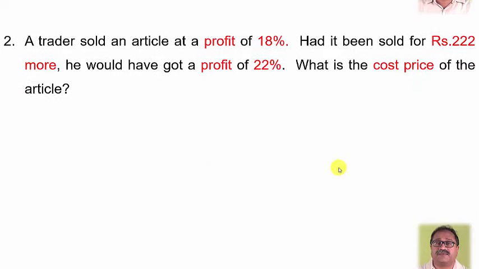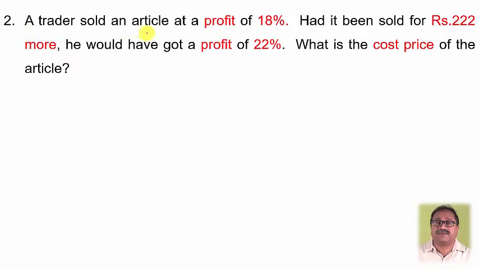Next question. Question number 2. A trader sold an article at a profit of 18%. Had he sold it for rupees 222 more, he would have got a profit of 22%. What is the cost price of the article? Now he first sells at 18% profit. If rupees 222 had been added to the selling price, then the profit would have been 22%.